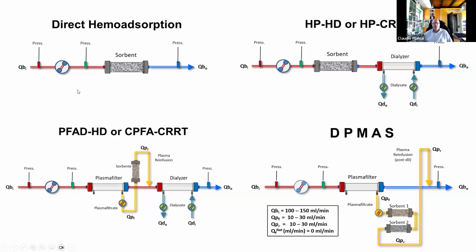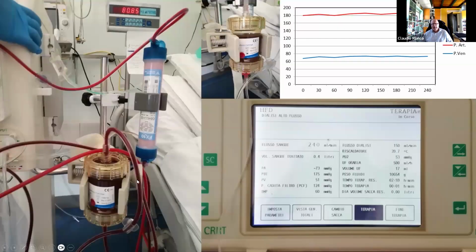How do we apply our cartridges? In direct hemoadsorption, in hemoadsorption plus hemodialysis or CRRT, in plasma filtration adsorption or plasma filtration adsorption plus CRRT. And in case of DPMAS, this means double plasma molecular adsorption system, where the plasma separated from blood is circulated through two different types of sorbents to achieve liver support by removal of bilirubin and bile acids and also pro-inflammatory mediators.